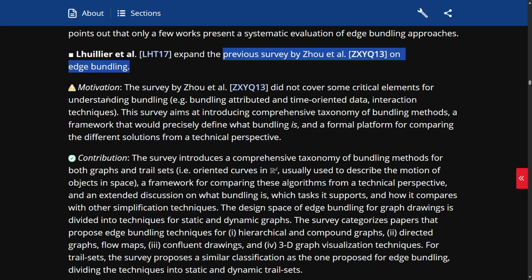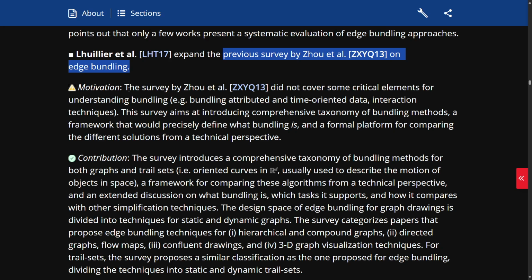SCSEC Key 13 did not cover some critical elements for understanding bundling, for example bundling attributed and time-oriented data, interaction techniques. This survey aims at introducing a comprehensive taxonomy of bundling methods, a framework that would precisely define what bundling is, and a formal platform for comparing the different solutions from a technical perspective.